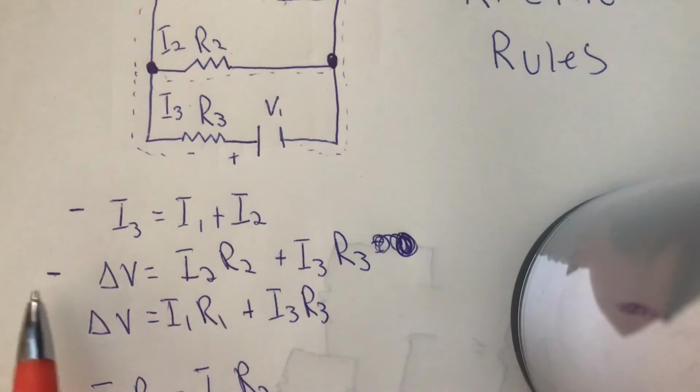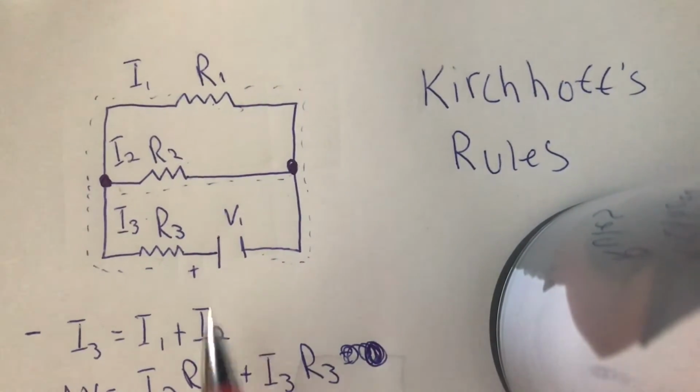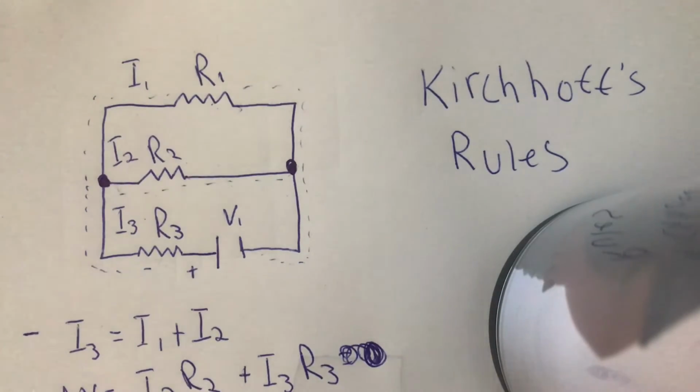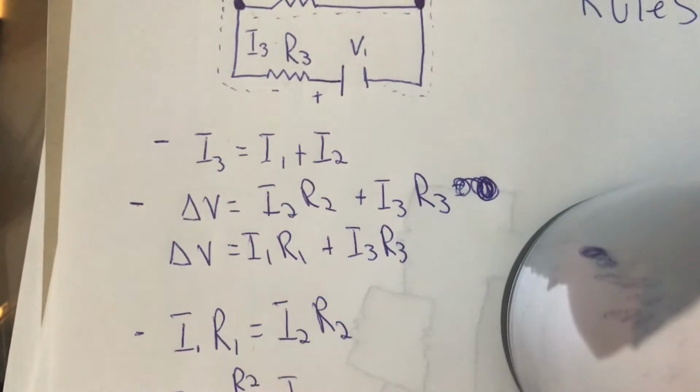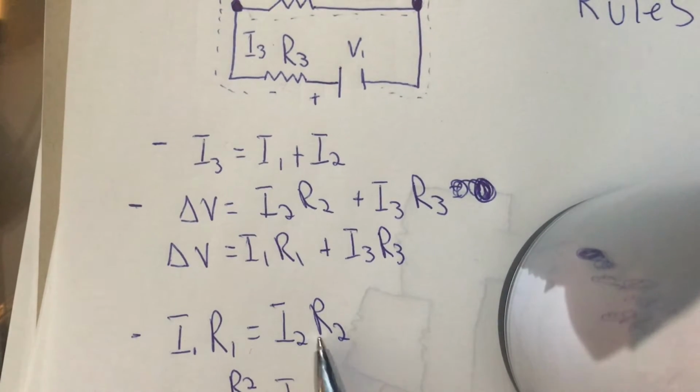Now I put a little dash here. This is the equation I chose to use. Okay. Now the next thing is you're going to do a third analysis where you're going to realize how my loops, or my parallel portion, how do they relate to each other? So you're going to ask yourself, how does this portion relate to this portion? Well, you should know the relationship will be here. I1 R1 is equal to I2 R2.